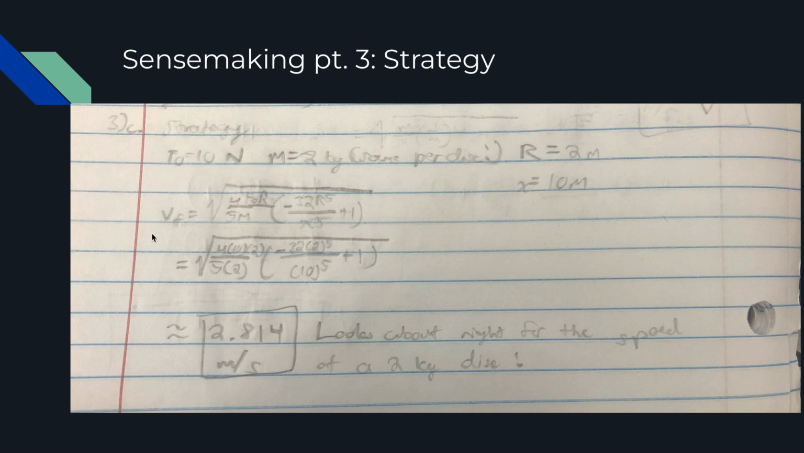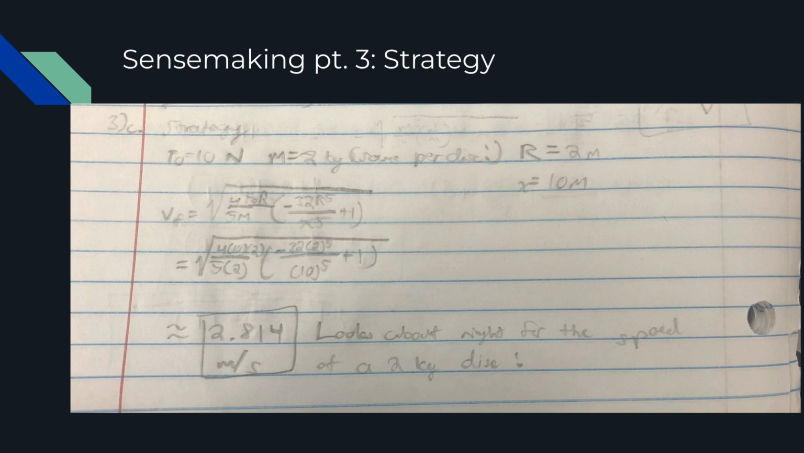It's about 2.814 meters per second, which is honestly a pretty reasonable number, assuming that if you have a disk that weighs about 2 kilograms traveling 10 meters, it sounds like a reasonable number. 2.8 meters per second, almost 3 meters per second. It's a reasonable number, so that's how I know that my answer makes sense, in my eyes at least. It makes sense to me.